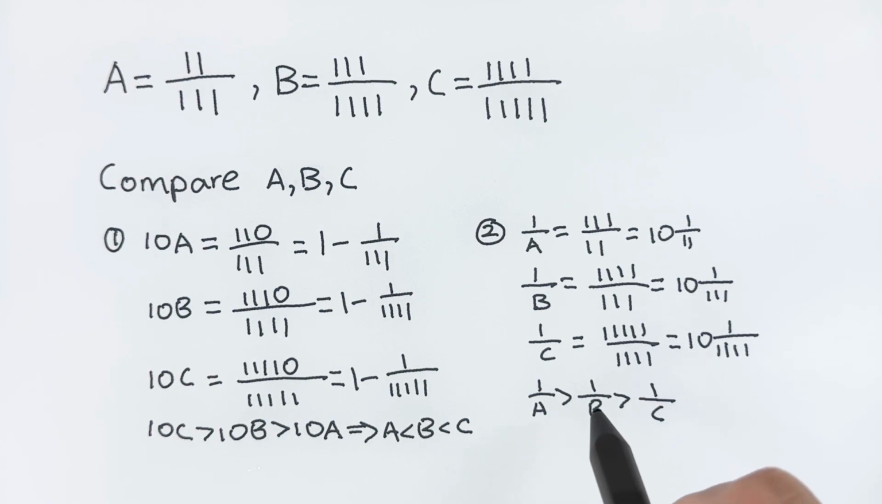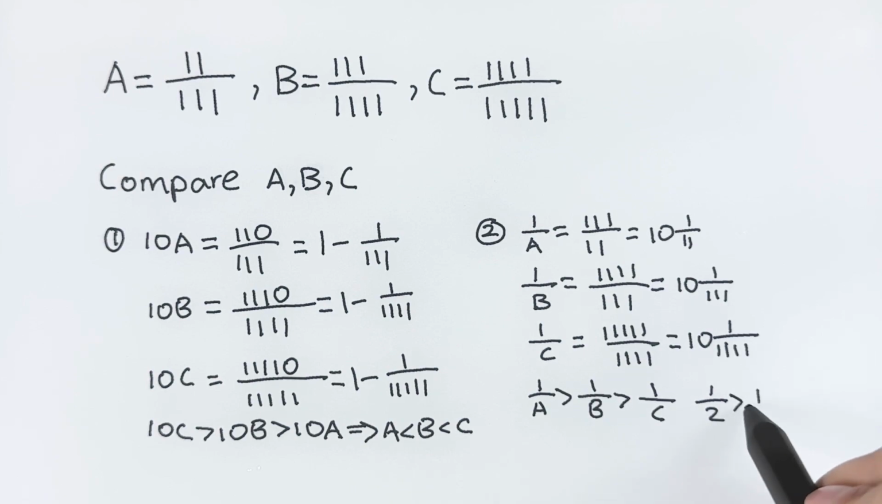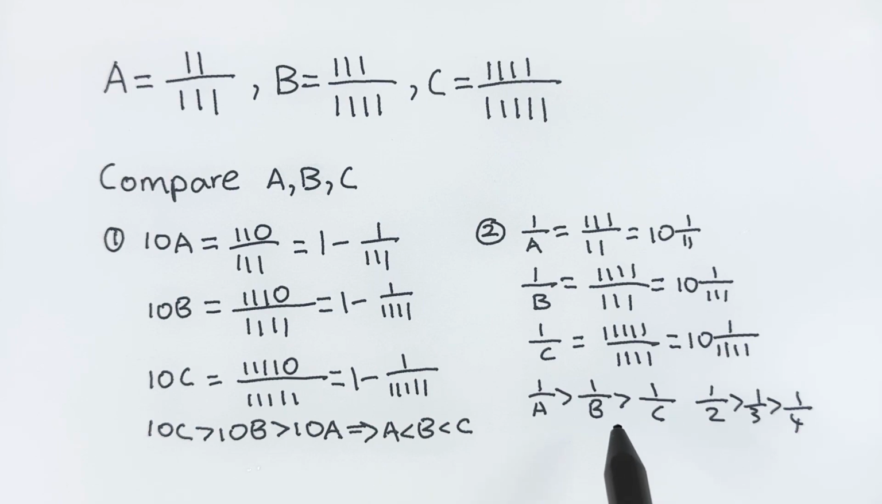Now, when we're comparing fractions with numerator 1 and 1 over a is greater than 1 over b is greater than 1 over c, well, we can take an example. We have 1/2 is greater than 1/3 is greater than 1/4. Like 2 is less than 3 is less than 4. Because the greater the denominator, the smaller its reciprocal will be. So this will be a is less than b is less than c. And that is how you solve this problem using two methods.